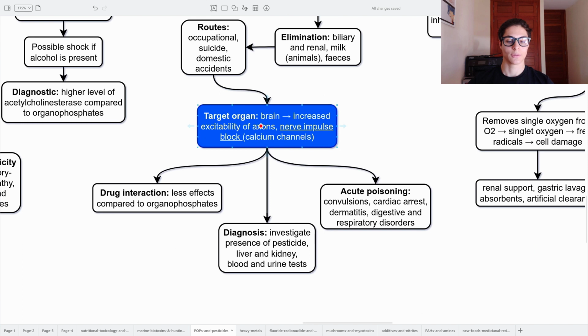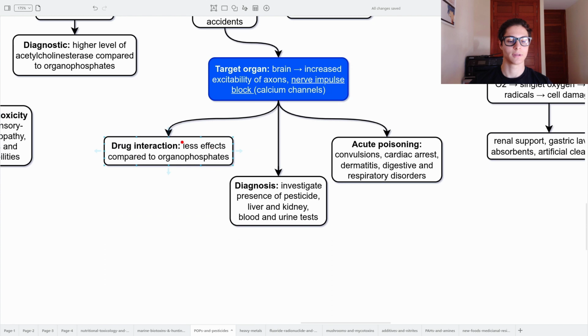Again, target organs are the brain, there is an increased excitability of axons. This will indeed block the nerve impulses due to the calcium channels. The drug interaction, there is less effects compared to the organophosphates. The acute poisoning will create convulsions, cardiac arrest, dermatitis, digestive and respiratory disorders. And the diagnosis, we have to investigate the presence of pesticides. We have to make an analysis of the liver and kidneys and perform blood and urine tests.